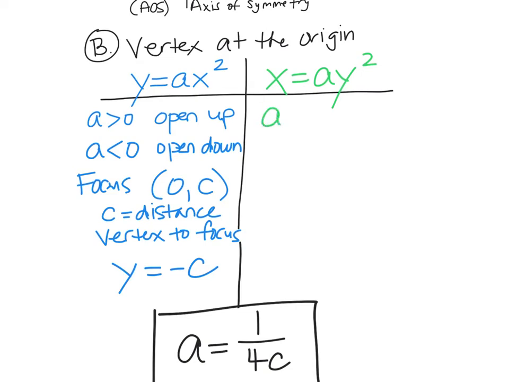So if A is positive, our parabola is going to open, which way do you think? Right. Yes, it opens to the right. Okay, it's going to open sideways, but in a positive direction, like it's pointing towards the positive x's. If A is less than 0, it's going to open left.